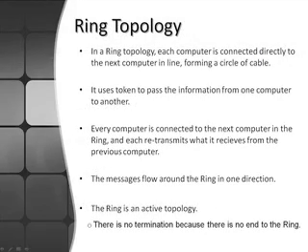Moving on to the ring topology. In a ring topology, each computer is connected directly to the next computer in line, forming a circle of cable. It uses a token to pass the information from one computer to another. Each computer is connected to the next computer in the ring, and each retransmits what it receives from the previous computer. The messages flow around the ring in one direction. Also, the ring is an active topology. There is no termination because there is no end to the ring.